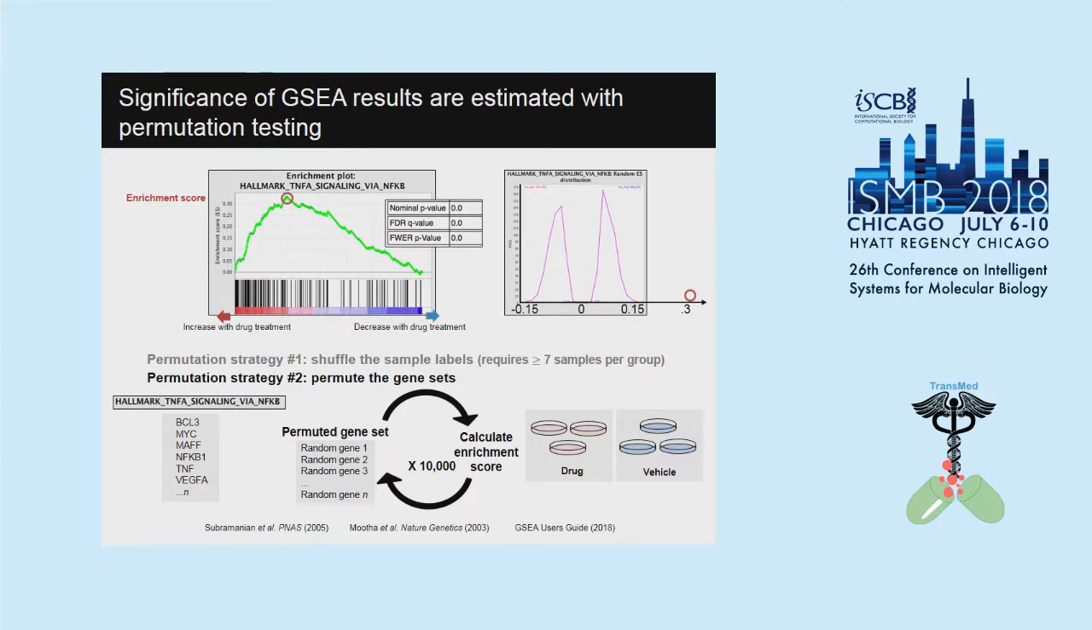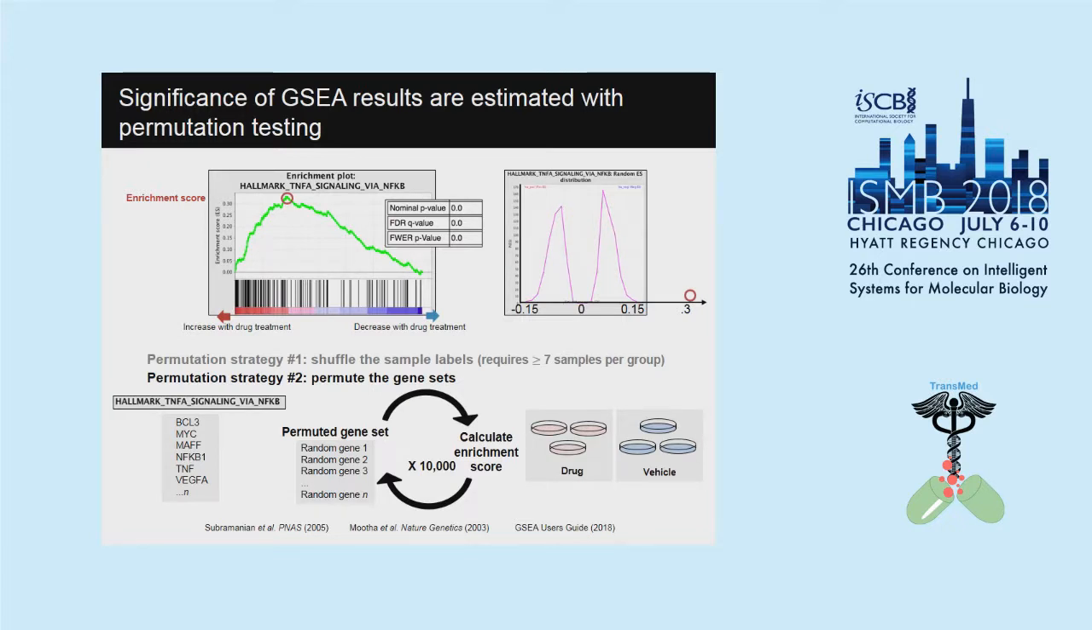So in this situation where we're permuting the gene sets, we start with our original TNF-alpha signaling gene set, and then what we do to create the permuted gene sets is we randomly select genes from our overall ranked list that we started with to create gene sets that are the same size as the TNF-alpha gene set that we started with and we're analyzing.